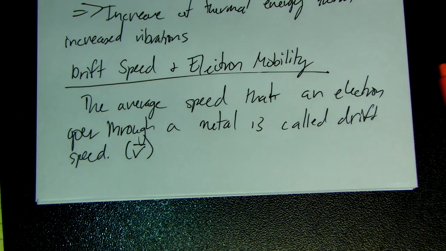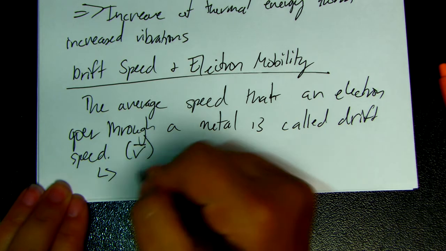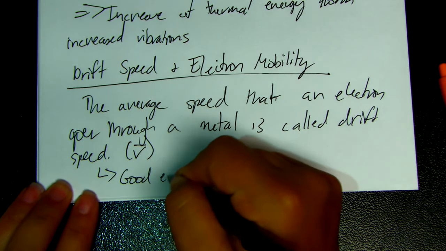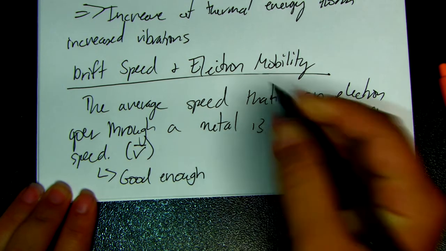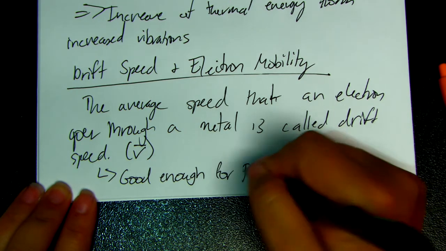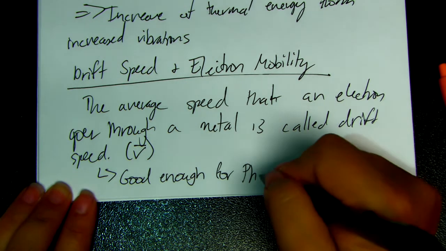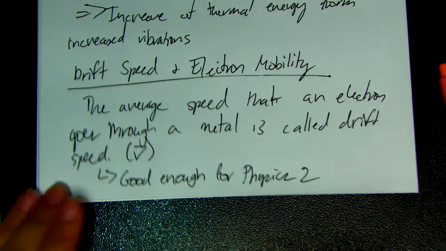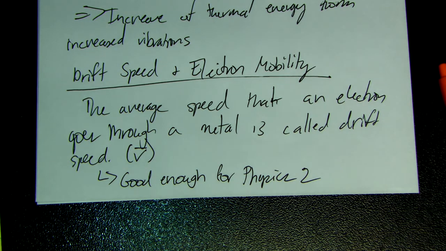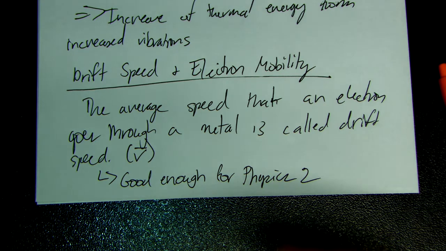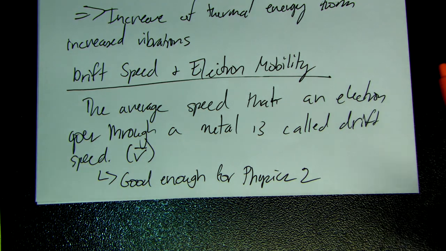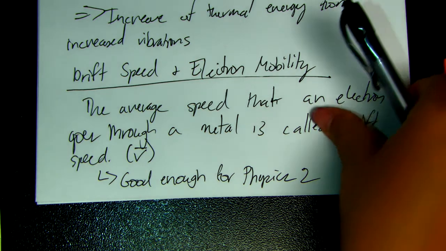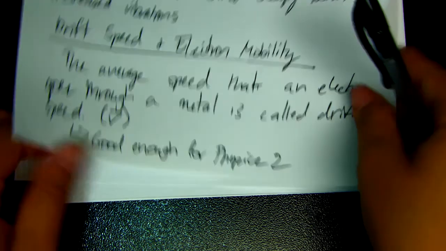And there are more complicated models of electron mobility, but this is good enough for Physics 2, and really good enough for a lot of calculations. So your circuit equations, if you're taking a physics-based test, are going to come from the v bar drift speed. So it's good enough, and we've done very powerful physics with it.